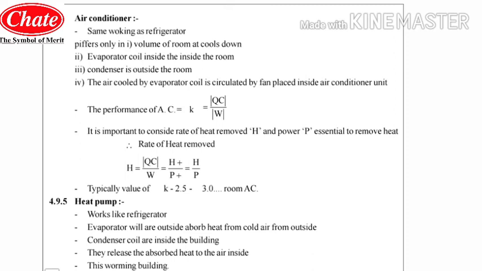So it is important to consider the heat removed H and the power P essential to remove heat. Therefore, the rate of heat removed will be H is equal to modulus of QC, that is the heat absorbed by the working substance, upon the work done, which will be H upon P. So the H by P will be the final ratio. Now the typical value of K for air conditioning will be 2.5 to 3.